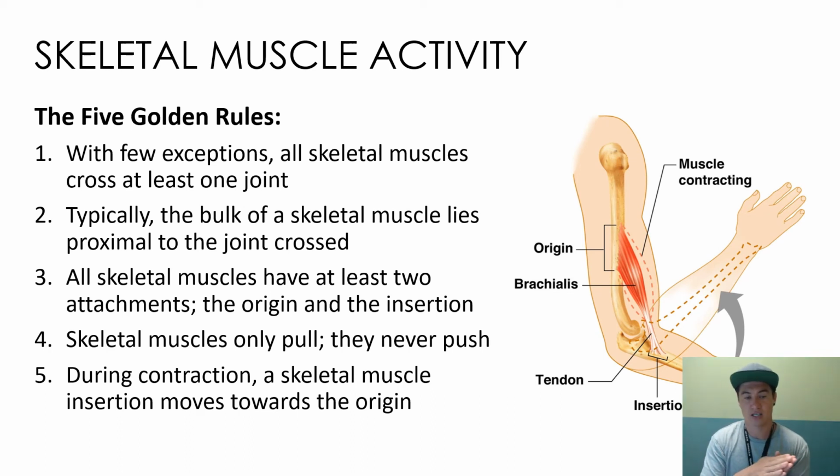And during contraction of a skeletal muscle, the insertion, or the area where the muscle inserts, so biceps, let's say, it's on our radius, that insertion, when the muscle contracts, will move towards the origin. And for the bicep, that origin is the humerus and the scapula. So the insertion moves towards the origin.